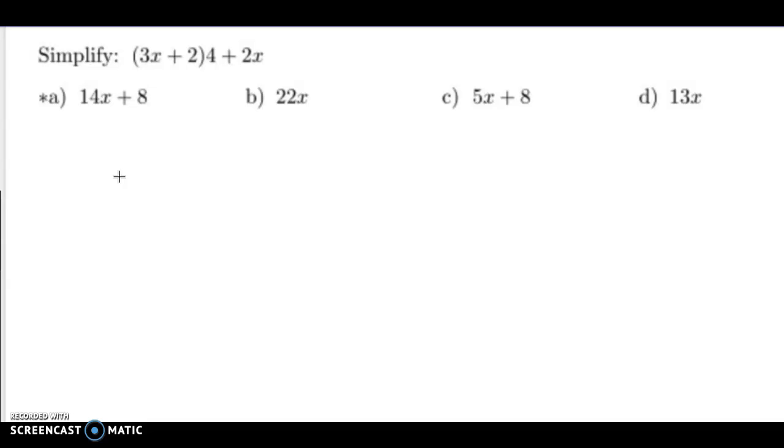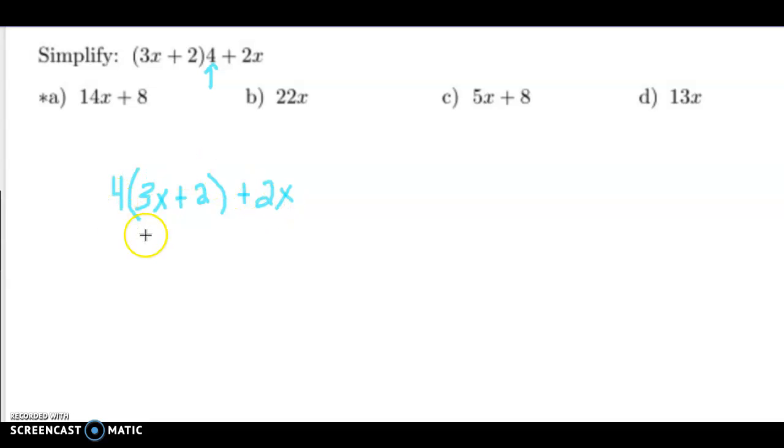First thing I'm going to do is rewrite this. The reason why is because I know this 4 here is going to be multiplied or distributed to everything inside the parentheses, so I'd like it to come first. So I'm going to start by writing the 4 first. It's still going to be multiplied by everything inside the parentheses. I just like to do it from left to right. And then I'm going to still bring down the plus 2x.